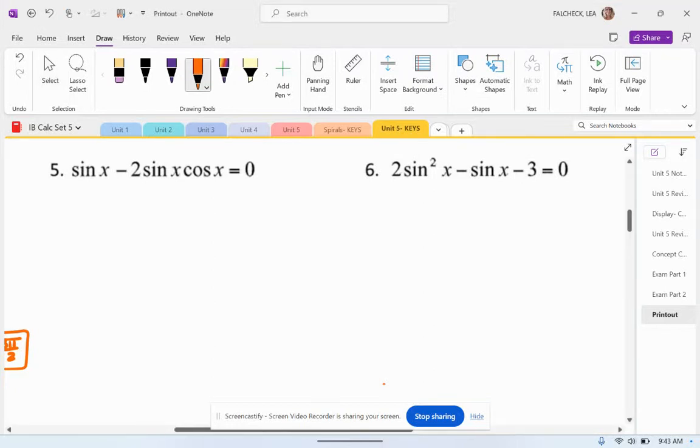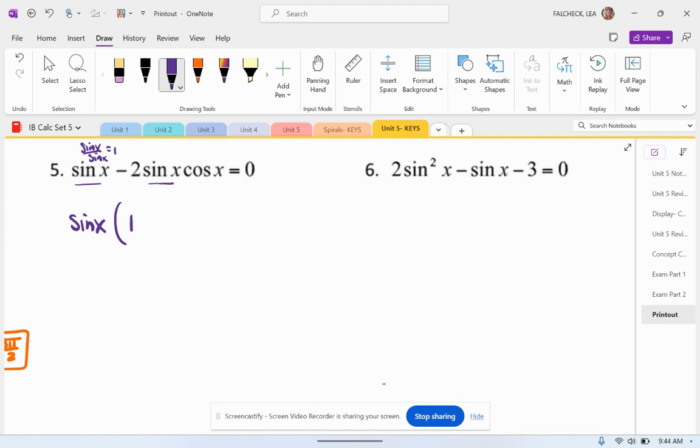Number 5. All right. You might be tempted to turn this guy into the sine of 2x. Don't do that. If you do it, it might be a little more complicated. What I would do is just find a GCF of sine of x, pull that out from each term. Sine x divided by sine x would give me 1.